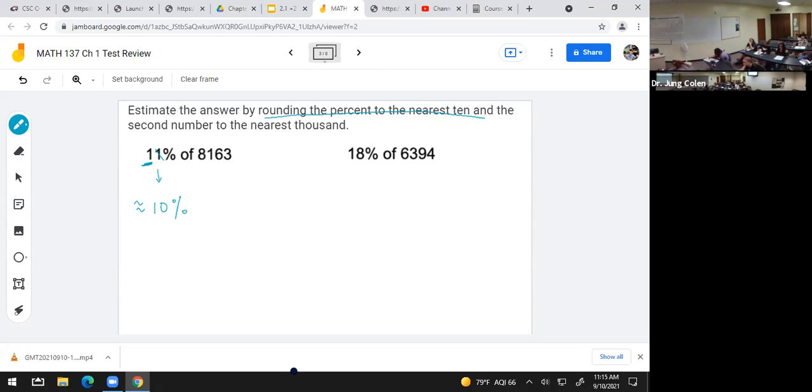And the second number to the nearest 1,000. Which one is the 1,000th place? The 8. And look at the next digit. It's smaller than 5. So what do we do? Drop, right? So it's going to be 8,000.